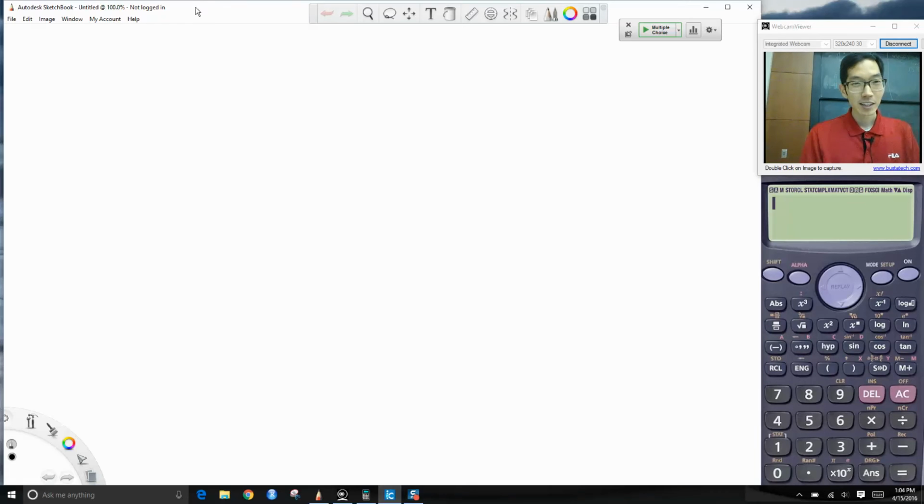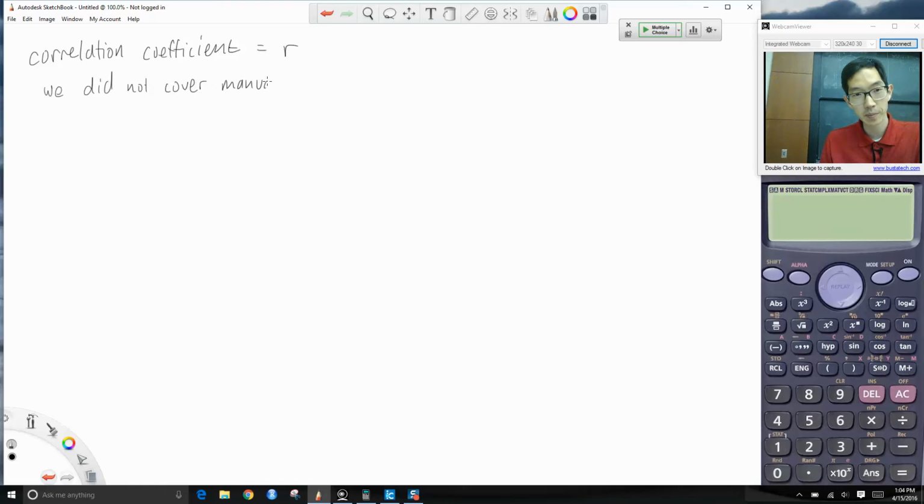So let's wrap up chapter 4 here. We left off and we said the correlation coefficient is equal to R, and we didn't get into the formula for calculation of R. We did not cover manual calculation of R.